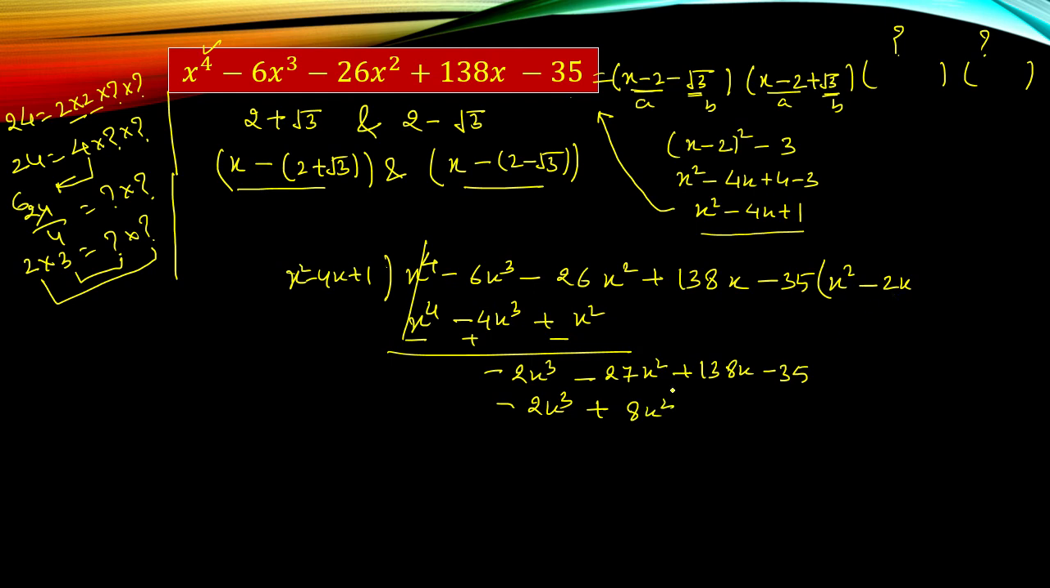minus 2x plus 1, that is minus 2x only. So if we are going to change the sign, minus and then plus, so we will get here the first terms cancel. Now 27x square and minus 8x square, both are negative, so we can find here 35x square negative. 2x and 138x, both are positive, so it should be 140x. And now minus 35 as it is, bringing down minus 35 as it is.